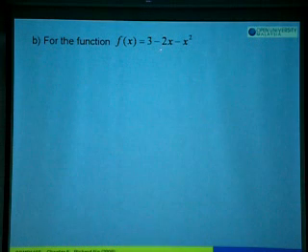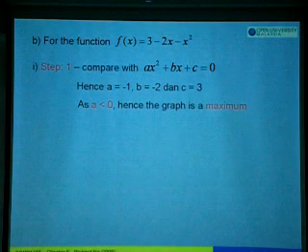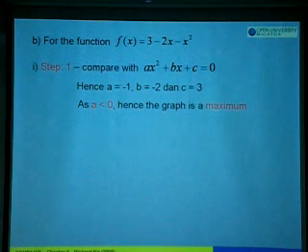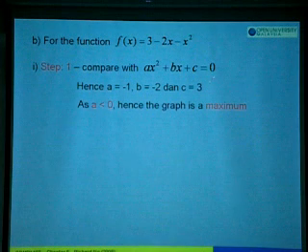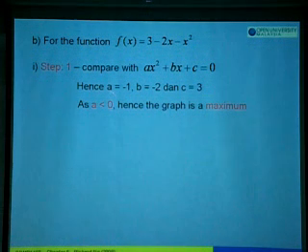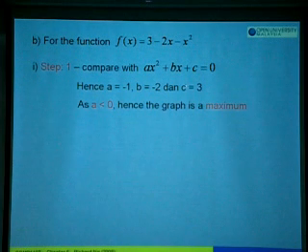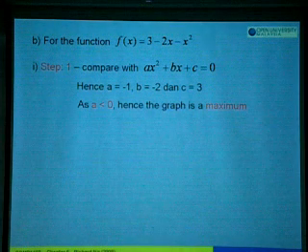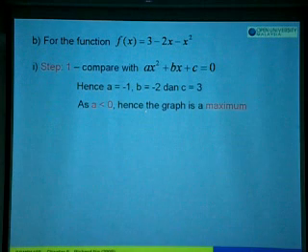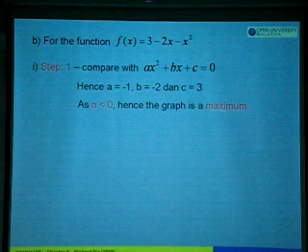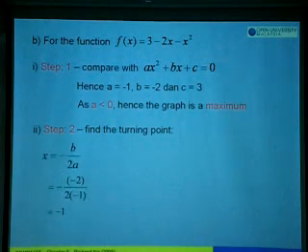For the function f(x) equal to 3 minus 2x minus x squared. Again, there are 4 steps. Step number 1, compare this function with ax squared plus bx plus c equals 0. Hence a equals negative 1, b equals negative 2, and c is equal to 3. So since a is negative 1, that is less than 0, then we can say the graph is a maximum graph.